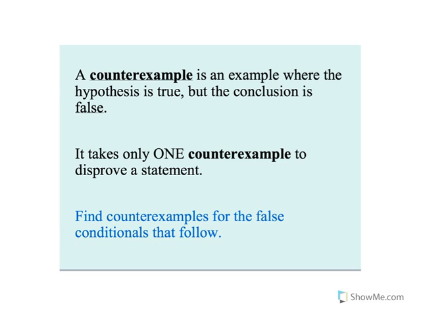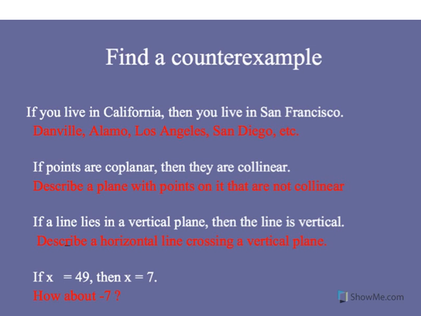Now, a conditional statement might be true, but in order to disprove it, you only have to show that it's false in one case. If it is not true 100% of the time, that is in fact not a true statement overall. So if you can find one counterexample, one example where the hypothesis is true, but the conclusion does not follow, then you can prove the original statement false. So let's look at a few examples of that. Here are some statements that are false and examples of a counterexample to prove the statement false.